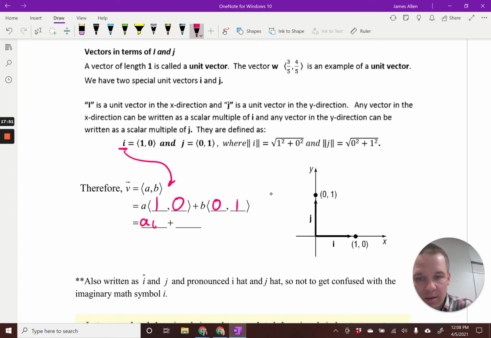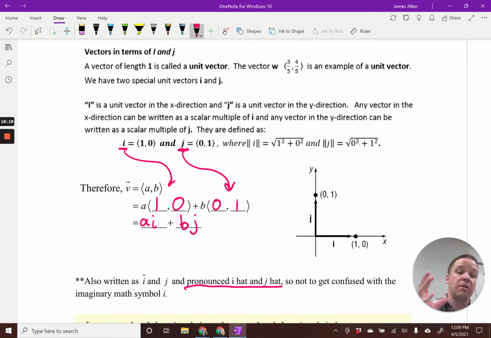So I'm going to have a I, and then I would have, substituting in the j for this spot here, this is 0, comma 1, right? The unit vector in the y direction. I'm going to have b, comma j. So that's my general form when writing it that way. Sometimes you'll also see them written with a little hat over them. So I hat, j hat, it can be read out as, so that way you don't get it confused with the imaginary i.